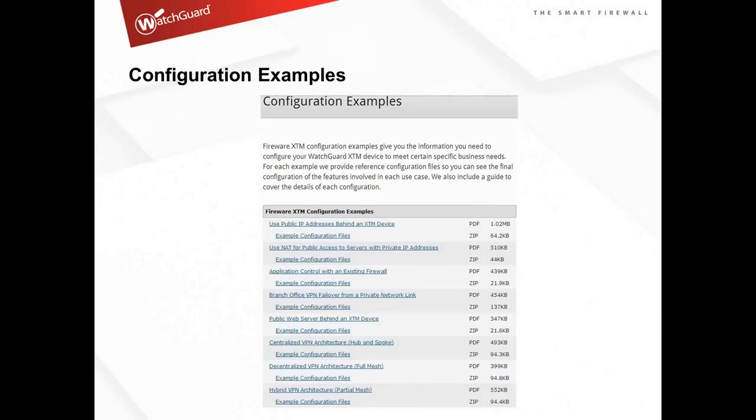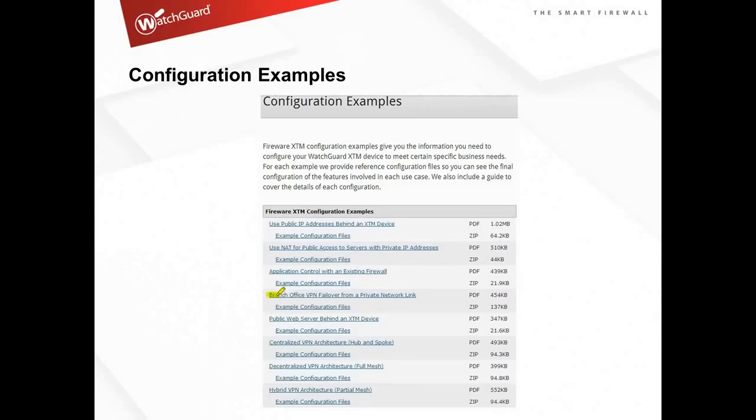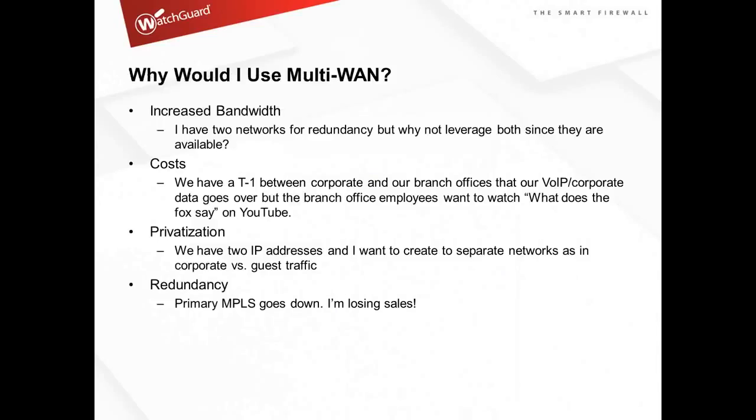And there are a number of them actually when you look at, for instance, doing multi-WAN. Let me just highlight, bring your attention. We have a branch office VPN from a private network link, as well as the example configuration files that you can find there. So again, if you're an existing WatchGuard customer or you want to be able to look at how to do various features of WatchGuard, check out that section and definitely reach out to your sales engineer if you have any questions about anything in there.